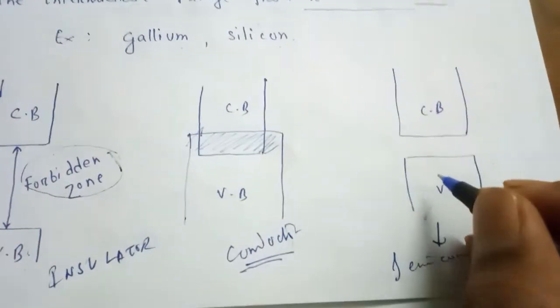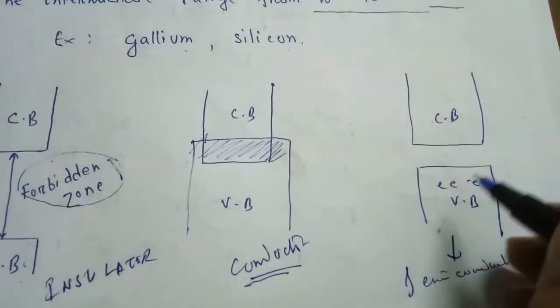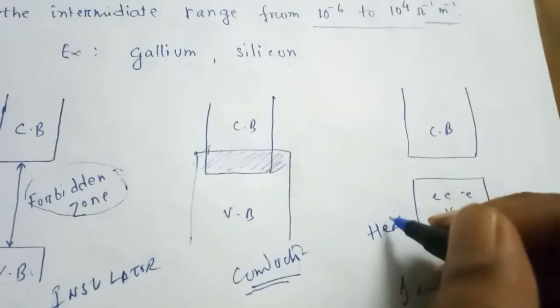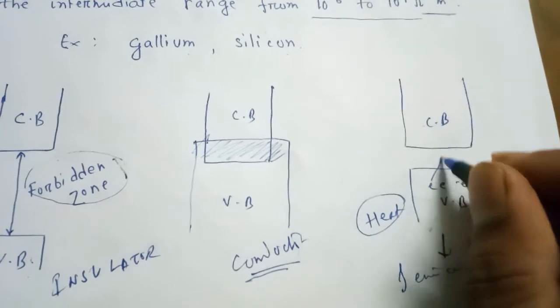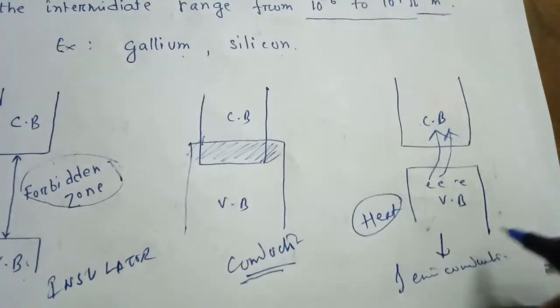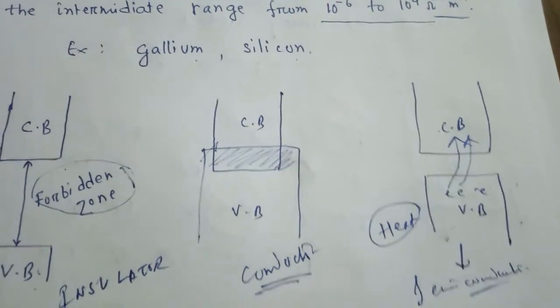And this is the case of a semiconductor. In a semiconductor, there are electrons in the valence band, and there is no electron in the conduction band. But if you heat this, the electrons gain the heat energy and jump to the conduction band. That is why on heating, the conductivity of a semiconductor increases. Thank you.